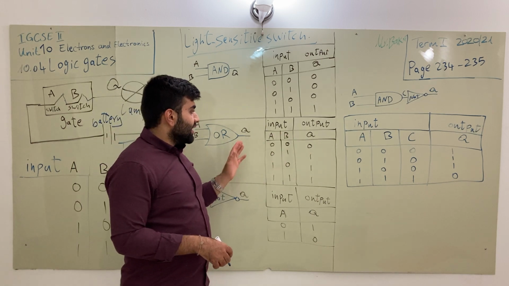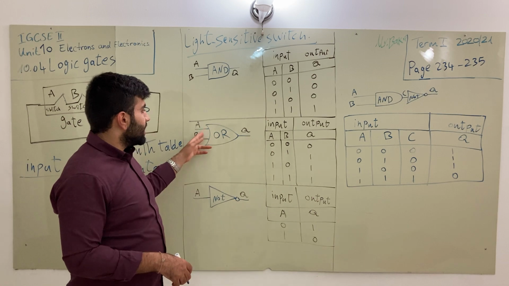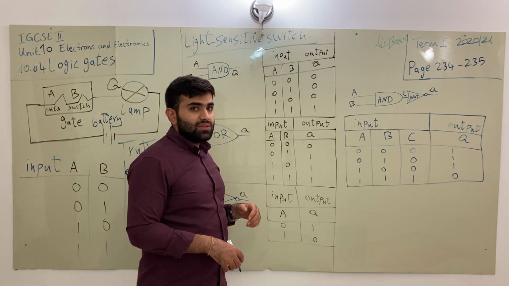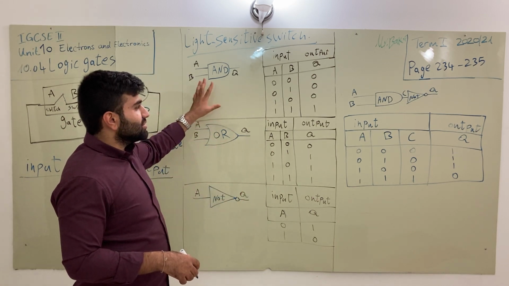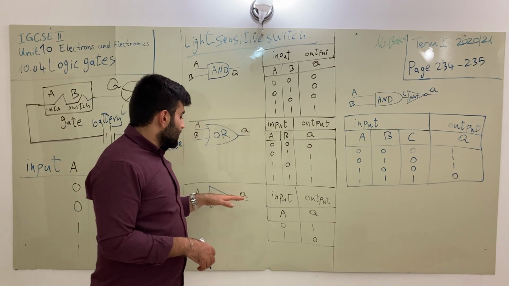So in the OR gate, it will all be on just in case A and B are zeros. So you can connect this in your mind to the series circuit and this to the parallel circuit.